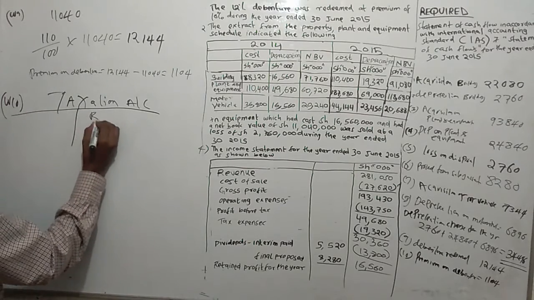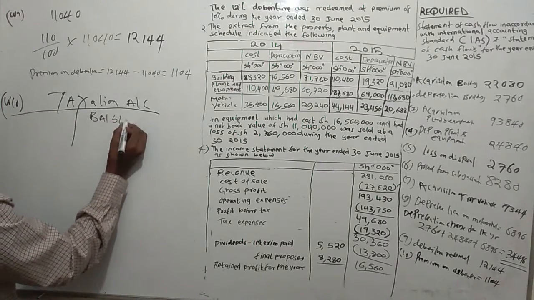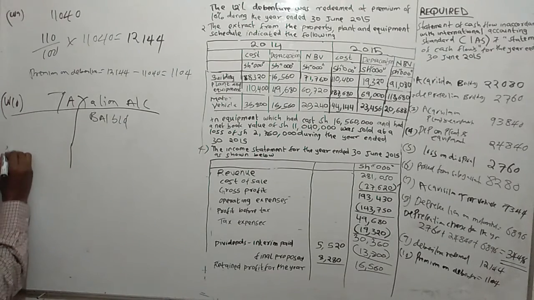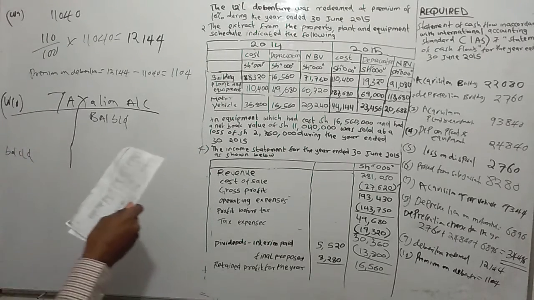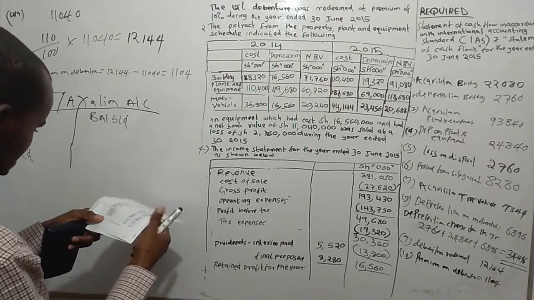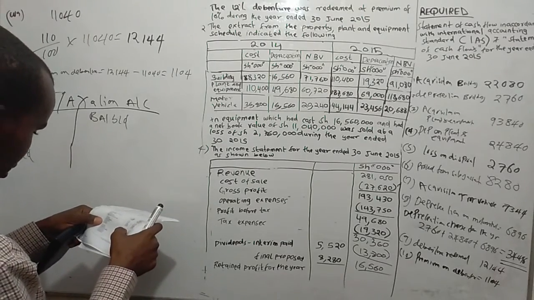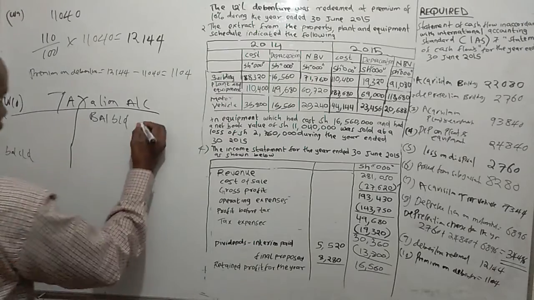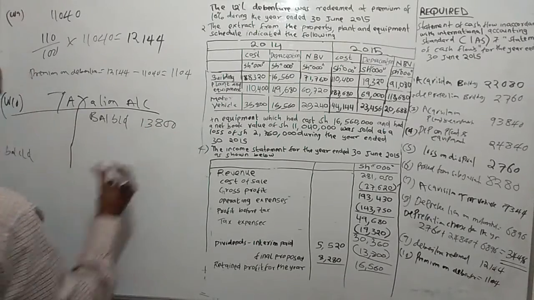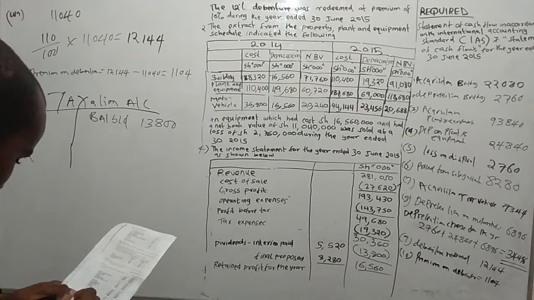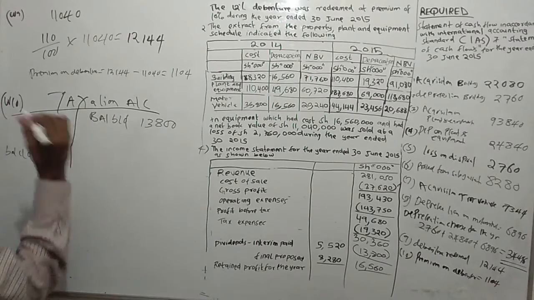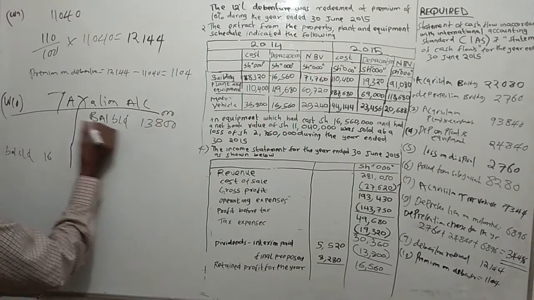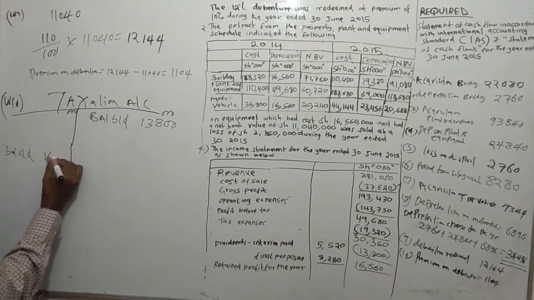The balance brought on the tax will be on the credit side, the balance brought down, and also the balance carried down. If you go back to the question, the balance brought down for taxation for 2014 is 13,800. Then the balance carried down for taxation is 16,560. Don't forget that these figures are in thousands.